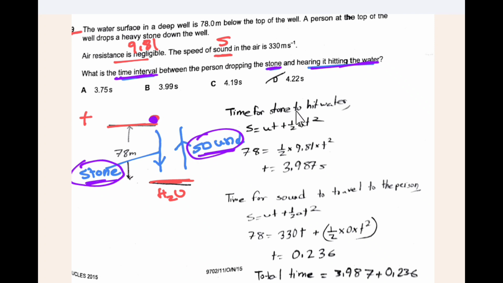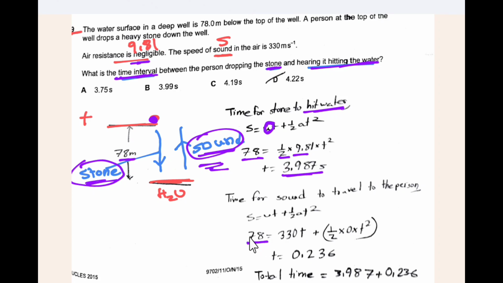So first of all, the time for the stone to hit the water: S is equal to ut plus half at square. We know the value of S, that is 78 meter, and initially before the stone is dropped it was at rest, so u is 0, so this term is 0. Then S is equal to half at square, acceleration is constant since air resistance is negligible, so the time comes to be 3.987. Then the time for sound to travel to the person, that is S is equal to ut plus half at square.